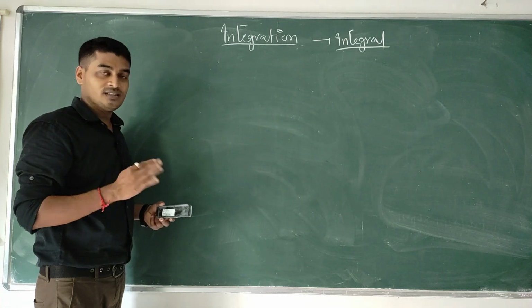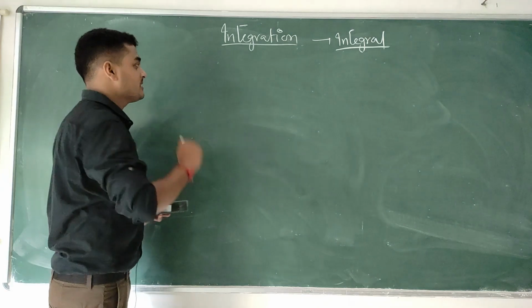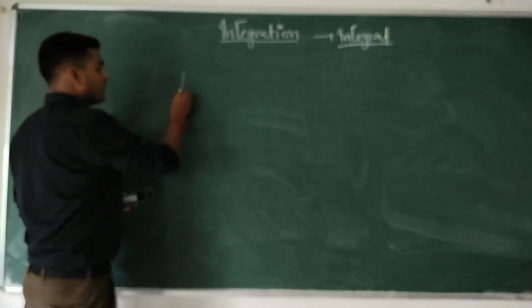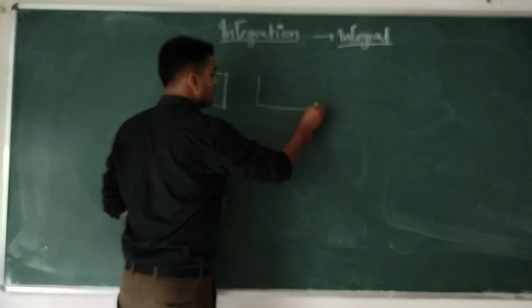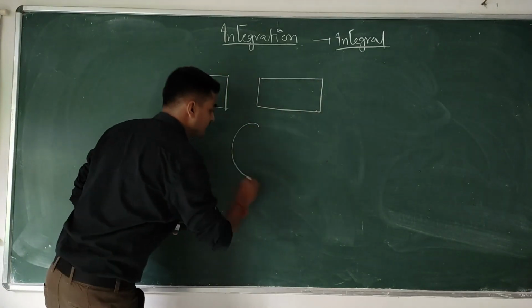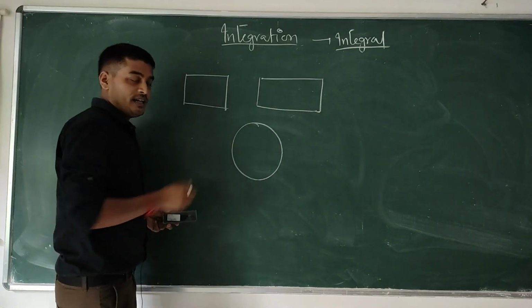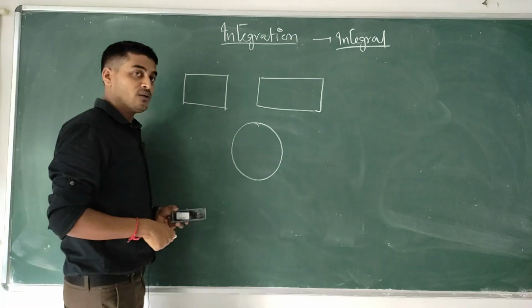Do you have any idea about it? No, we don't have any idea about it. Listen, in case of regular figures, suppose a square is given, suppose a rectangle is given, suppose a circle is given, they are known as regular figures. In case of regular figures, we can easily find out the area.